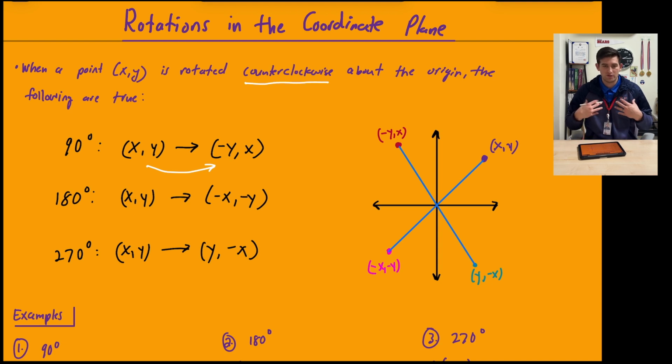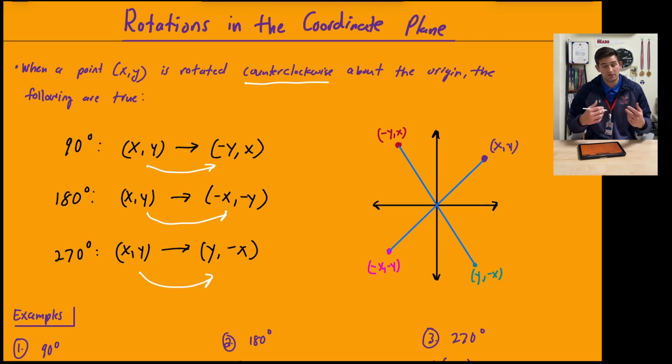So I usually prefer to make the y coordinate opposite first and then switch the coordinates for a 90 degree counterclockwise rotation. For 180, it's a little bit easier. We don't have to switch the coordinates, we just make both opposite. So (x, y) just becomes the opposite of x and the opposite of y.